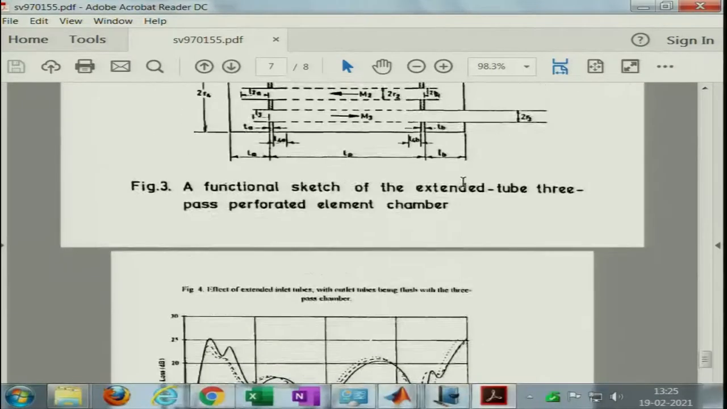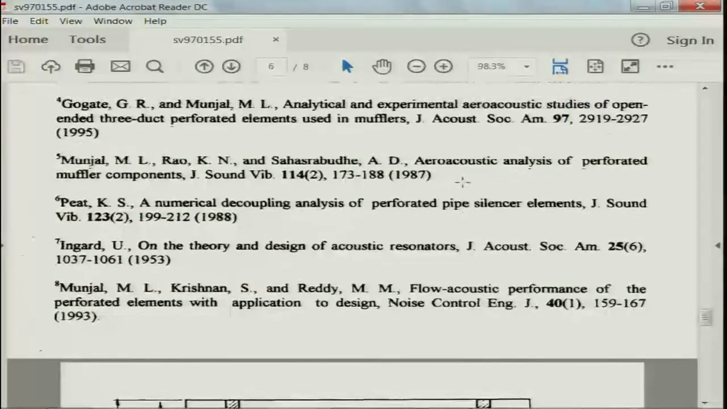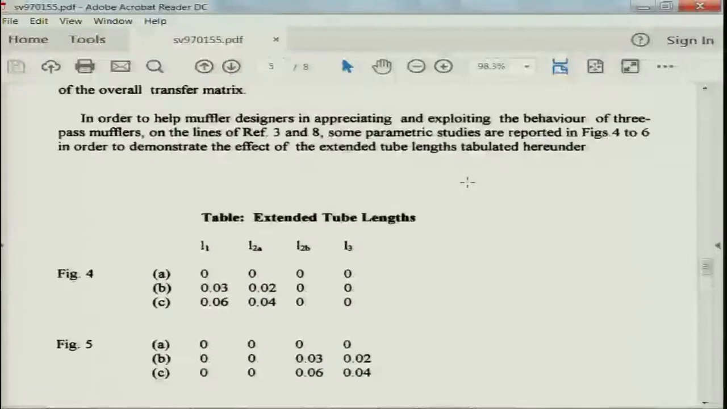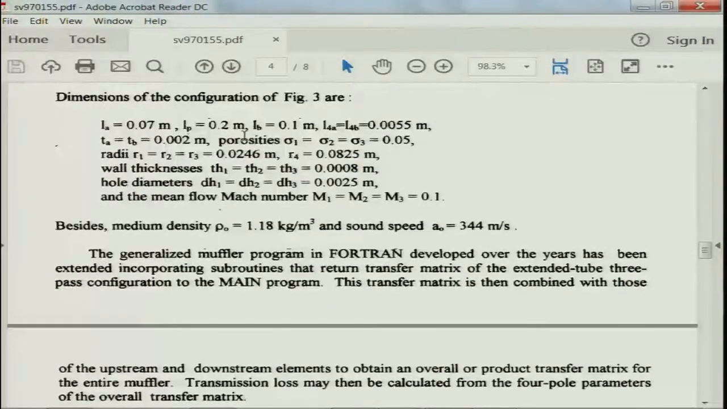Now let's do some MATLAB coding for certain parameters like LA, LP. LP is the perforated length, and LA and LB are the lengths of the left and right cavities, 70 mm or 100 mm. This is some connecting length of about 5.5 mm or something like that. Then the thickness of the pipe, the porosity, which is only about 5%, the radius of the duct, the thickness of the pipe and the hole diameter.